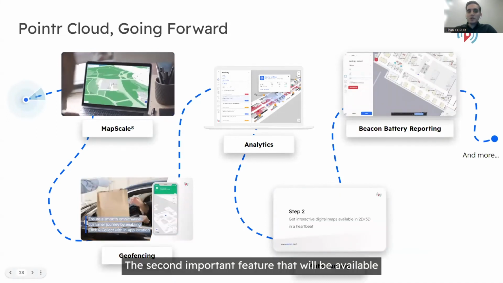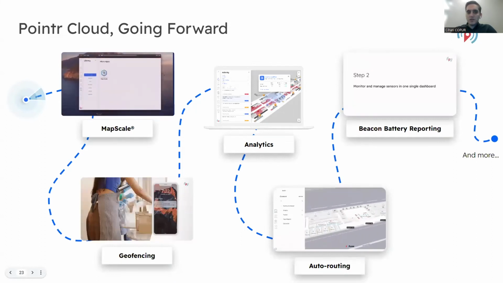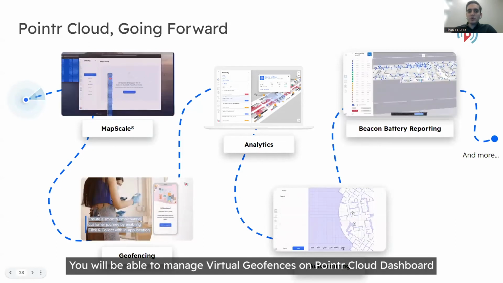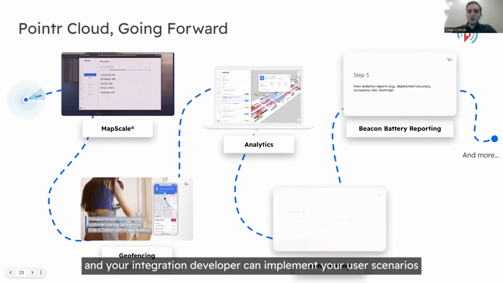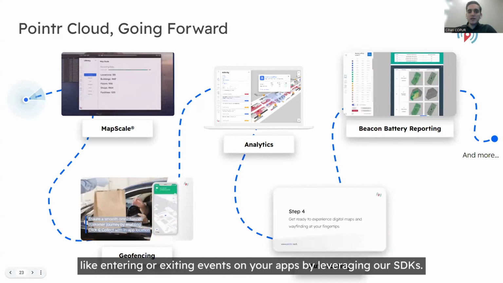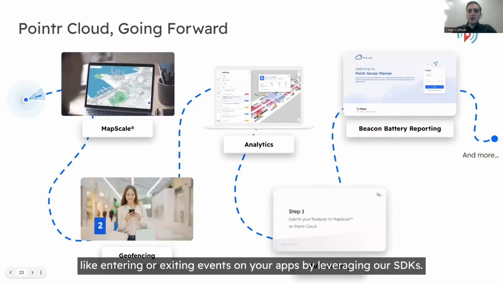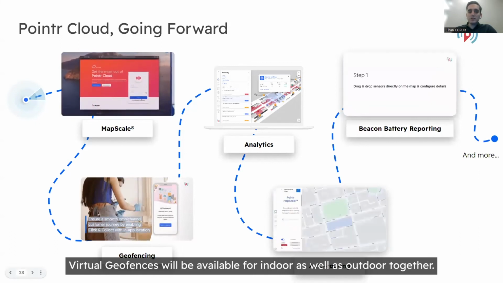The second important feature that will be available soon is virtual geofencing. You will be able to manage virtual geofences on the Pointr Cloud dashboard, and your integration developer can implement user scenarios like entering and exiting events on your apps by leveraging our SDKs. Virtual geofences will be available for indoor as well as outdoor together.